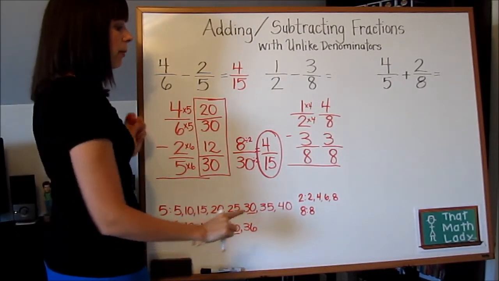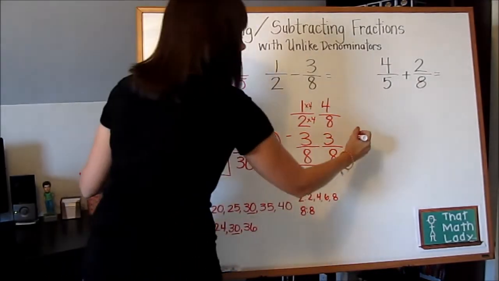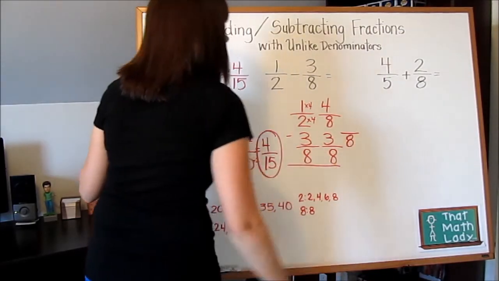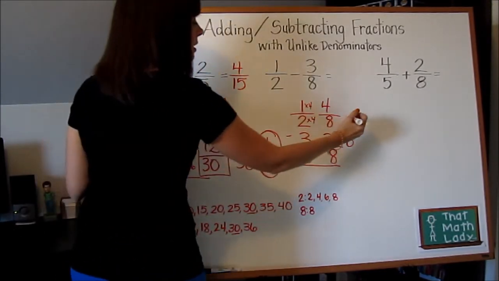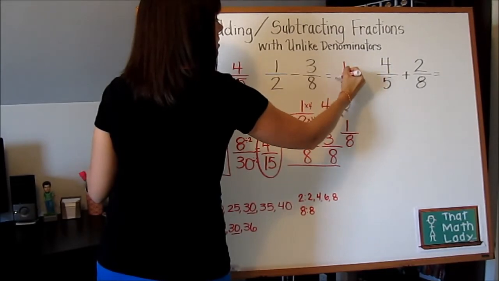And now I can do my problem, which is 4/8 minus 3/8. Well, my denominator is going to be the 8 because the denominator stays the same throughout the problem. And 4 minus 3 equals 1. So 1/2 minus 3/8 is 1/8.